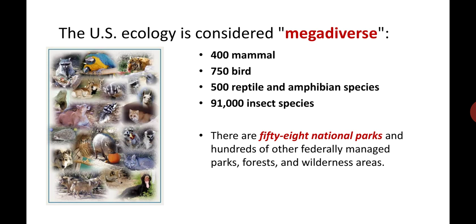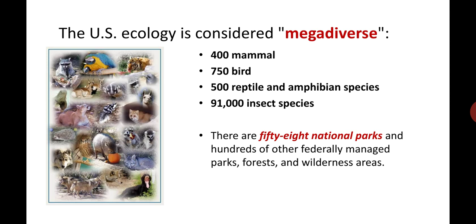When we speak about the geography of the USA, we should also mention its ecology. The US ecology is considered megadiverse. Megadiverse means that it is very, very rich. It is very rich because here on the territory of the US, people can find 400 mammal species, 750 bird species, 500 reptile and amphibian species, and 91,000 insect species.